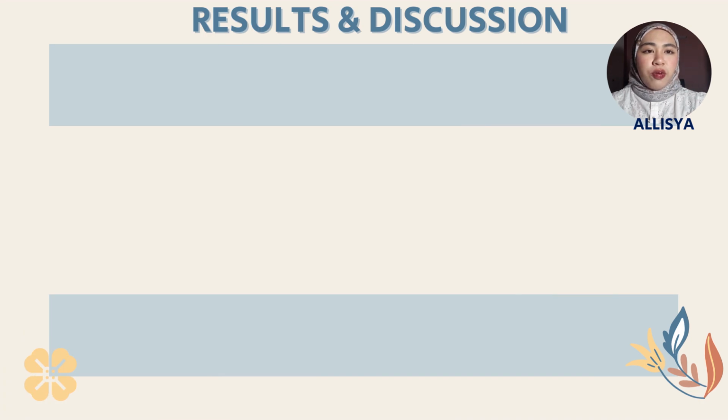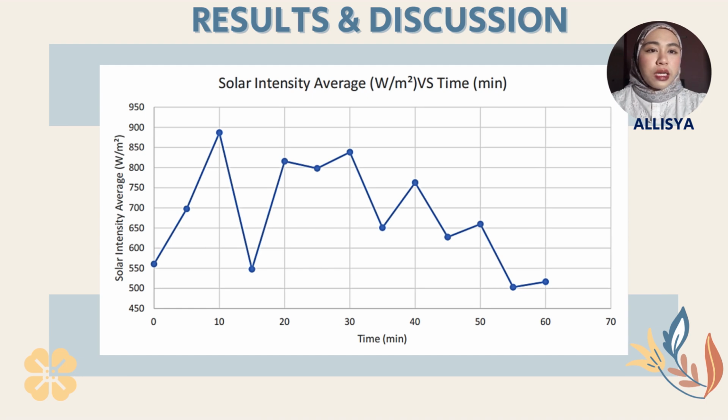This slide shows the results of our experiment, including the average solar intensity and the average temperature change of different colored surfaces over time. The first graph shows the average solar intensity measured every 5 minutes during the 60-minute experiment. We can see that the solar intensity is not constant and fluctuates throughout the experiment. It increases and decreases at different times, reaching higher values around the middle of the experiment and lower values towards the end. This fluctuation is expected because the experiment was conducted outdoors under natural sunlight where cloud cover and environmental conditions can change.